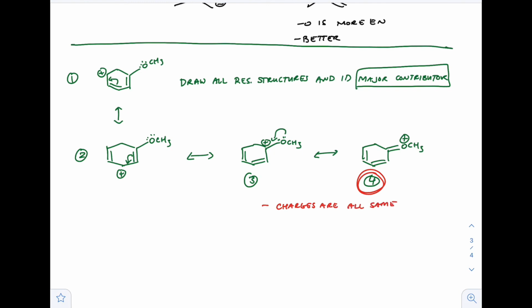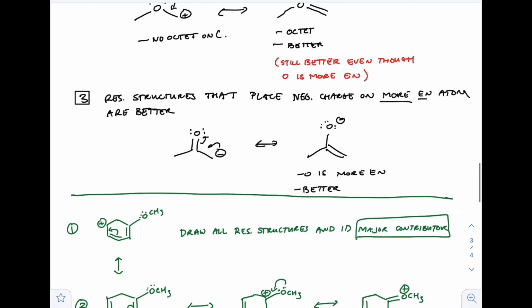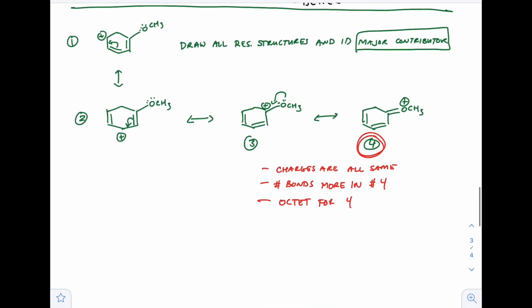if we're thinking about the above rules, then that's because the charges are all the same, really. So that's kind of canceling out. We don't have more or less charges. The number of bonds, there's more of them in number 4, so that actually works out pretty nicely. And then, in addition to that, number 4 also has an octet for every single atom. Okay, so we can ignore the idea of number 3, where the negative charge has to be on the more electronegative atom because we have a positive charge. So it doesn't apply here. And so there you go. That's pretty much it for that example.